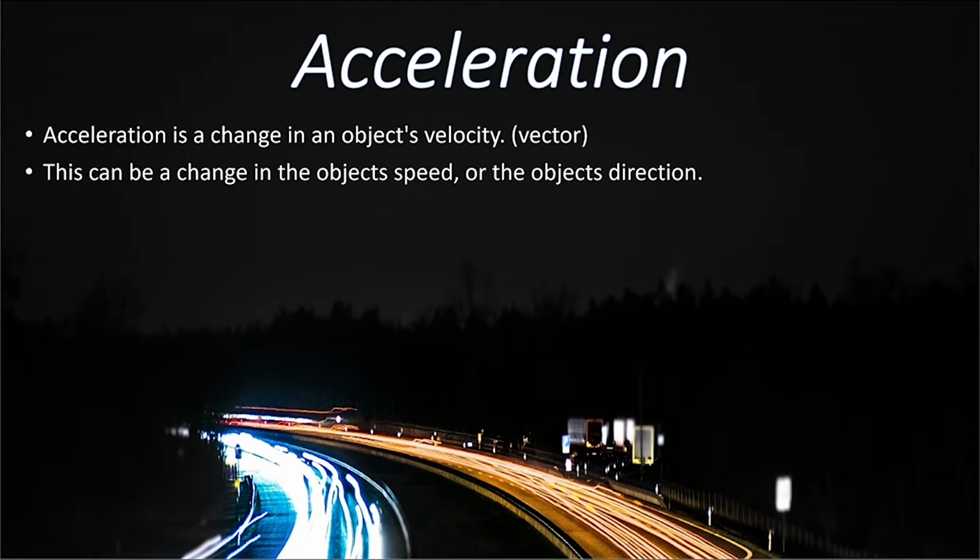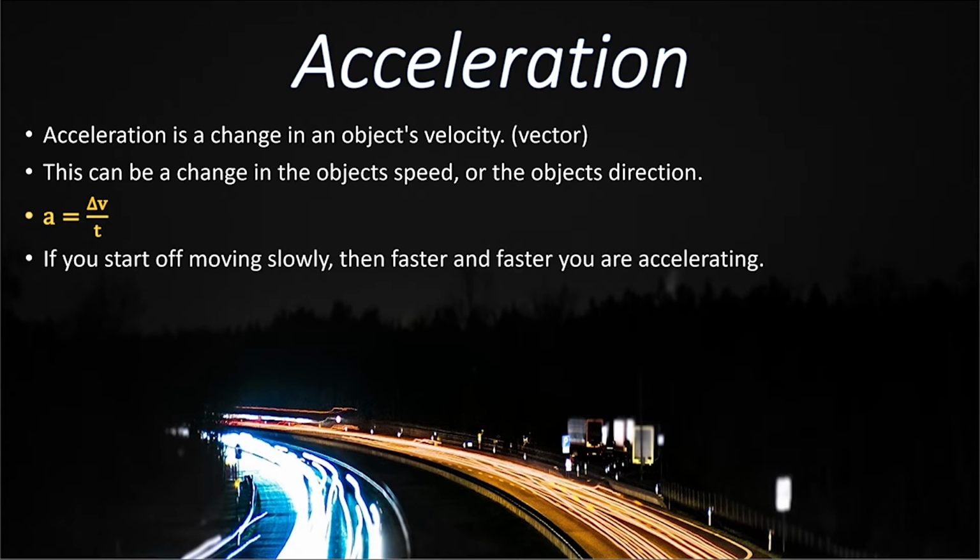So if it's turning or going around a curve, the object is considered to be accelerating then too, because it's the change in velocity. And velocity is two things, speed and direction. If you're changing either one of those, you have an acceleration. For us to calculate acceleration, it's the change in velocity divided by time. So if you start off moving slowly, then faster and faster, you're considered to be accelerating, speeding up.